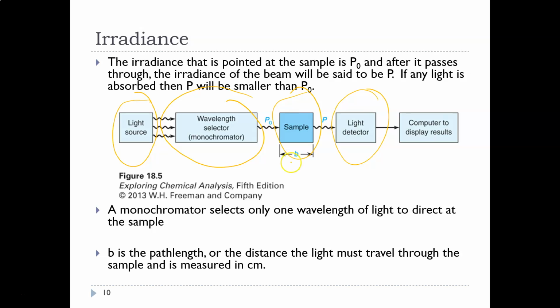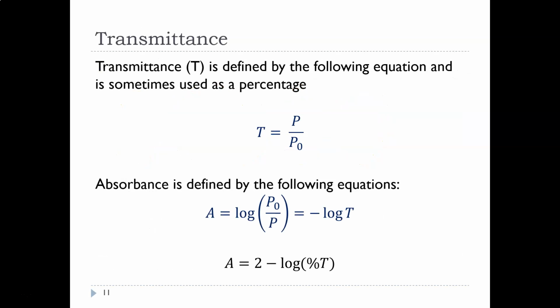Okay, so b there is just the path length, that's the distance. P naught and P, that we see right here and right here, are the differences between the amount of light being shined at the sample, that's the zero, the initial, and then the P with no subscript is the amount of light left over that did not get absorbed. Okay, so based on that, the instrument makes a measurement.